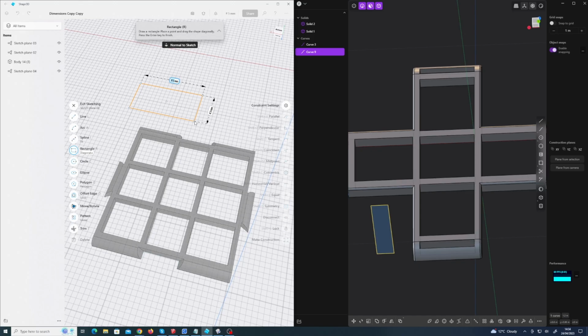But there's no login, right? Which is kind of great, because everything's got a login. Modo, I use Modo a lot and that's got a login.